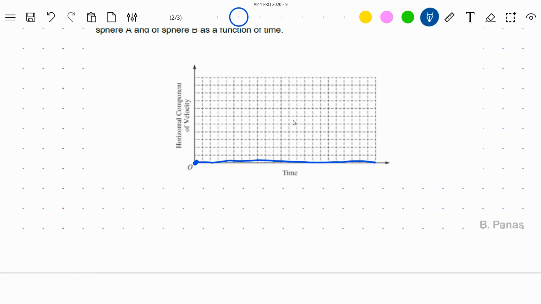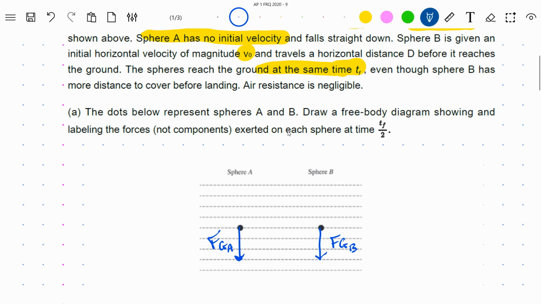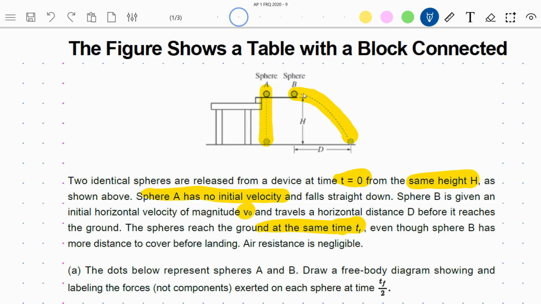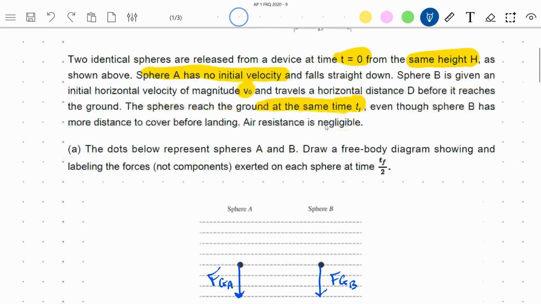I'll just go to the end of the grid and mark that as sphere A. So maybe just label it A. And the other sphere, sphere B, is the one that was projected sideways. So it does have a non-zero horizontal velocity component, but with no horizontal forces, that horizontal component will remain constant. So constant, but not zero.